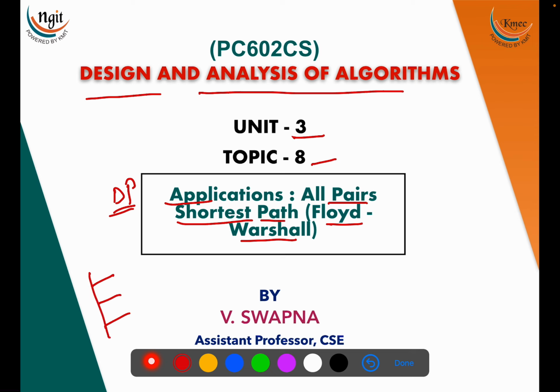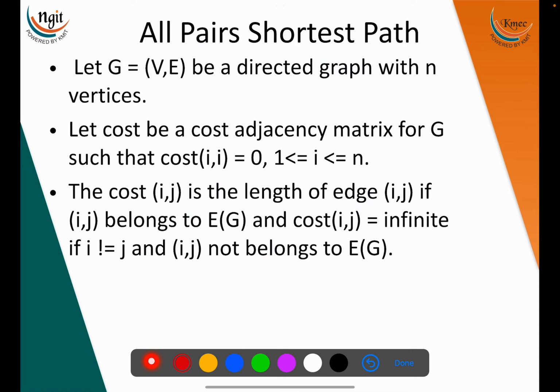The first is what is the all pairs shortest path problem, how to solve this problem, and the complexity of the problem. The third is the implementation part of the problem, because this is one of the experiments as far as the lab syllabus is considered. So what is the all pairs shortest path problem?